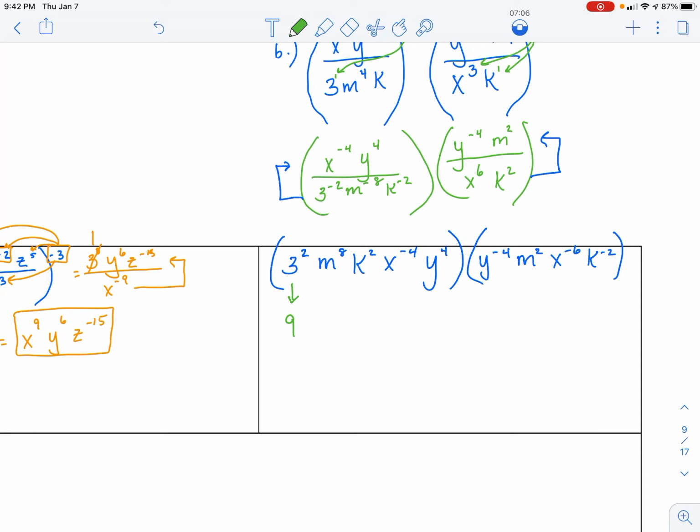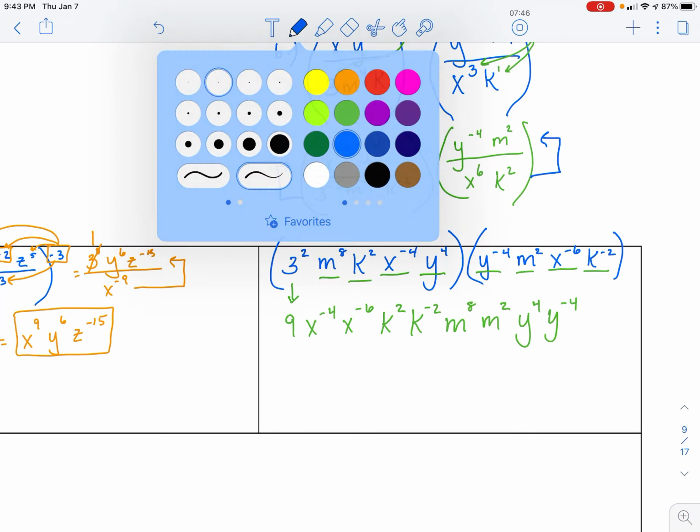The next thing I want to do is try to get my terms together, and I'm going to try to keep them in order. So x would be the first term that would be in order. I'm going to write them side by side because I want us to be able to see those. So there's my x's. The next one I'm going to use is my k, so I'll put these in alphabetical order. So I'd have k squared times k to the negative 2nd power. M would come next. I have m to the 8th power times m to the 2nd power. And then finally, our y terms. I have y to the 4th times y to the negative 4th. And I did that because I wanted you to be able to see those together. It's a little bit easier to keep track when you've done that.